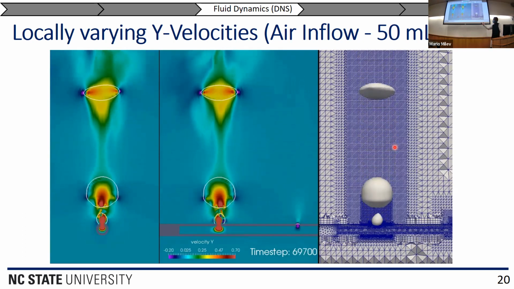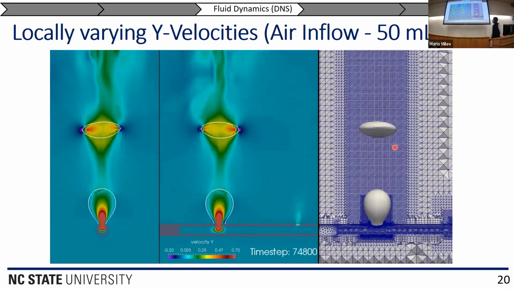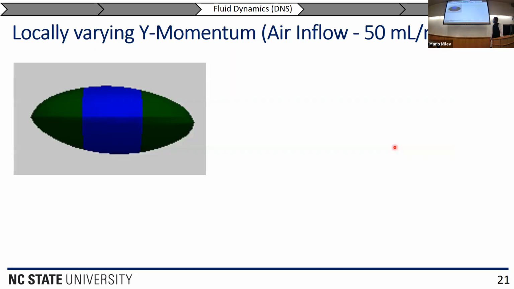And so to look at this in a more quantitative fashion, I have another slide. So I split the bubbles into thirds in one dimension. So 50% of the bubble mass would be in the blue region and 50% of the bubble mass was in the green region. So the sides and the center.